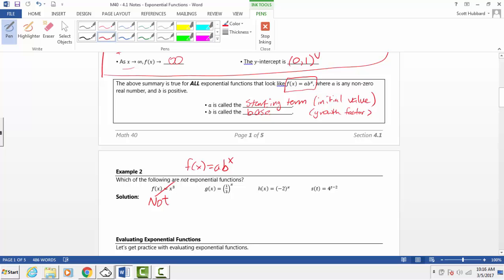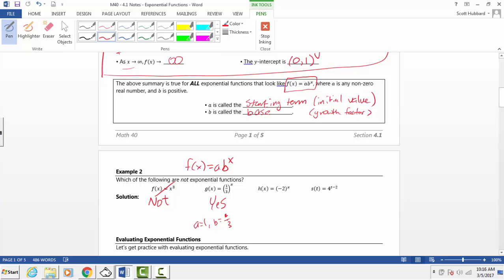So this one is not, because it's a polynomial. See where the variable is? The variable's in the base, not the exponent, so that's not one. This one is. A is 1 in this case, and b is 1/3.